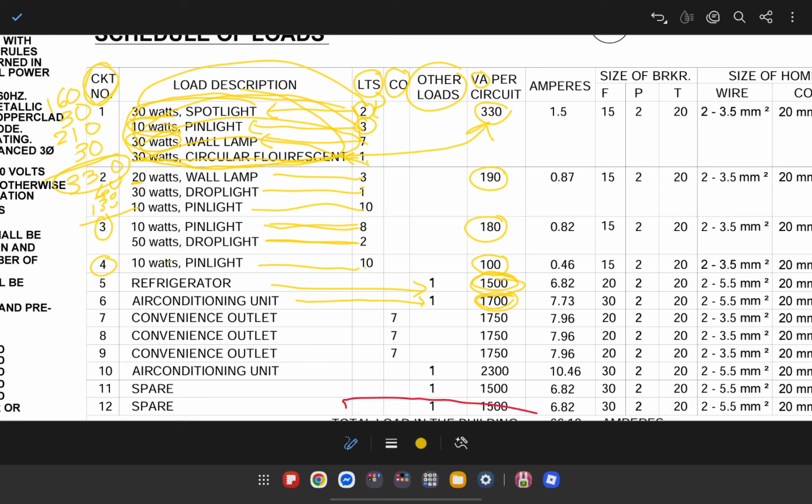So I provided 1700 because, again, it's just a near estimate, just so that there is enough room during the sizing of the aircon, because sometimes the electrical engineer will just have to make an estimate of the size of the aircon that will be provided. As long as you are able to provide the right size of the wire and also the right size or capacity of the circuit breaker, that is what's important. Okay, so next would be the convenience outlet.